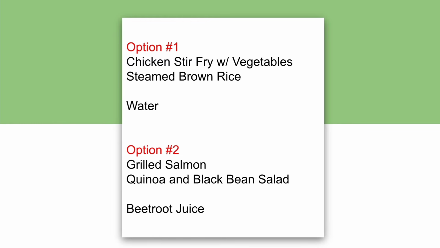Option number 1 for G2 is a chicken stir fry with vegetables, and he would have that with steamed brown rice and a glass of water. Option number 2, he could have grilled salmon, he could have quinoa and black bean salad, and then he would end that off with a glass of beetroot juice. So it's not a whole lot, but it is balanced enough for him to get all the nutrients that he would need for his recovery.